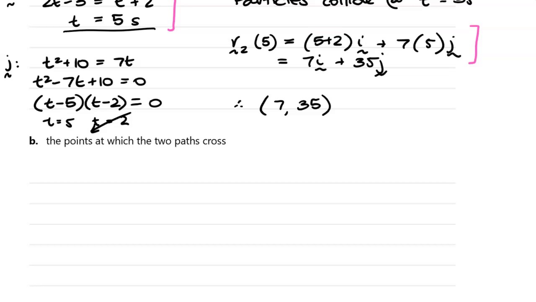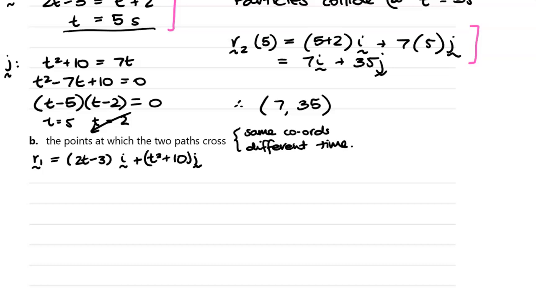Now, take care. The conditions for this are that we're going to have the same coordinates, but we're going to have different times. So we're going to rewrite R1 here. Because the times are different, I am going to use a different parameter to represent R2. So instead of t, we're going to call it something else. s, I'm going to use. You could decide on something you prefer. And we've got 7sj. So we've got different parameters here because the time is going to be different.